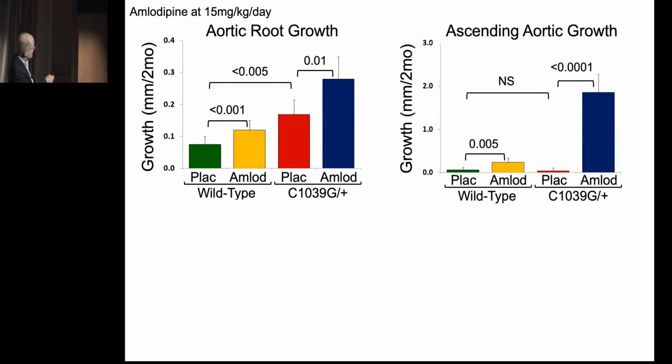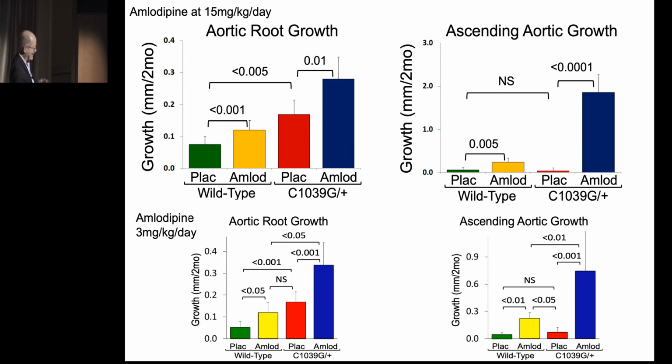There was some acceleration of aortic root growth in response to amlodipine, but this dramatic increase in more distal ascending aortic growth. Interestingly, this is an aortic segment that's normally spared in Marfan syndrome. We know that this is not simply an artifact due to the very high dose of calcium channel blocker that was being used. If we ratcheted down the dose to 3 milligrams per kilo, you see the identical acceleration of aortic root growth and more distal ascending aortic growth.